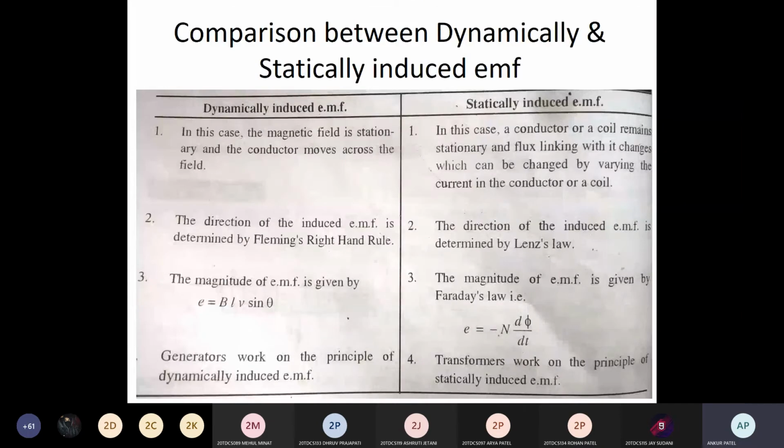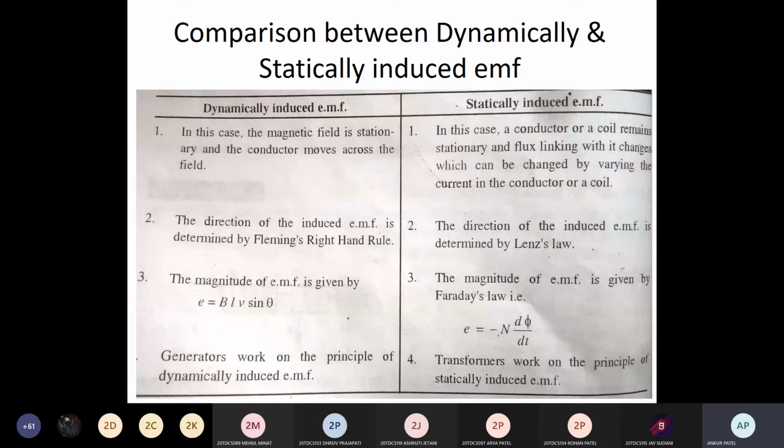So this is a comparison between dynamically and statically induced EMF. In dynamically induced EMF, the magnetic field is stationary and the conductor moves across the field. In statically induced EMF, the conductor or coil remains stationary and the flux linking with it changes, which can be changed by varying the current in the conductor or coil. Second, in dynamically induced EMF the direction of induced EMF is determined by Fleming's right-hand rule. Here, the direction of induced EMF is determined by Lenz's law.